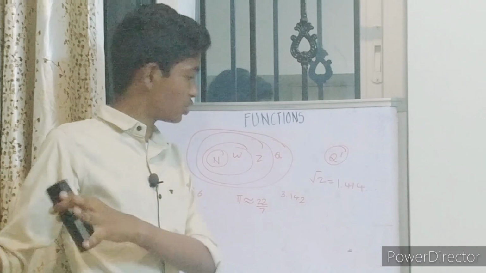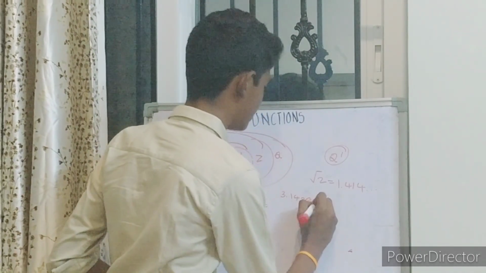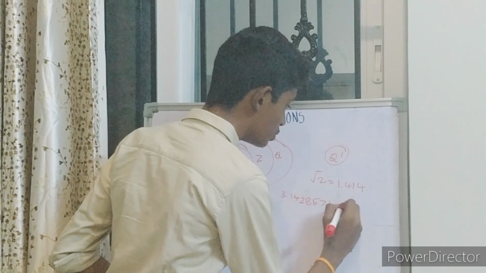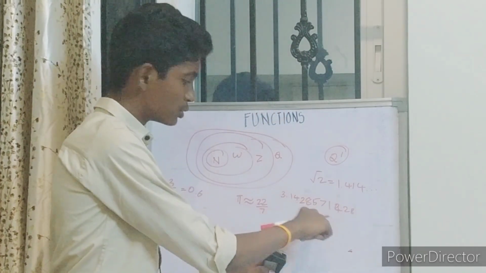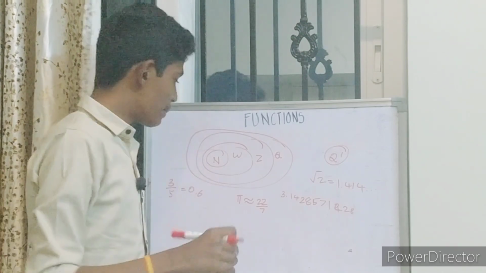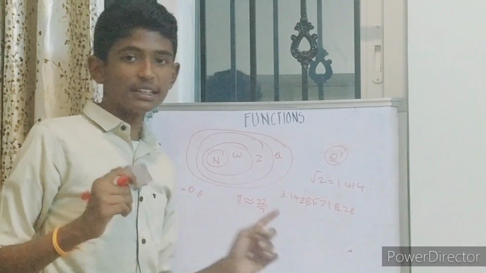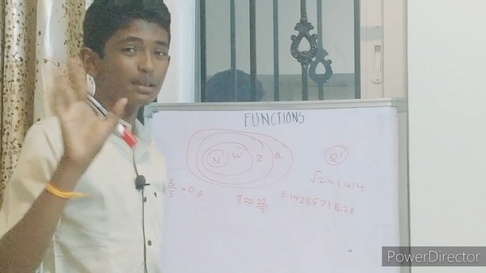3.14159 and it goes on. But 22 by 7 is 3.1428857 and then again 142857. You see the pattern 142857. So it repeats. It's called a recurring decimal. But pi, if you put it in the calculator, you will have numerous digits but they won't repeat.